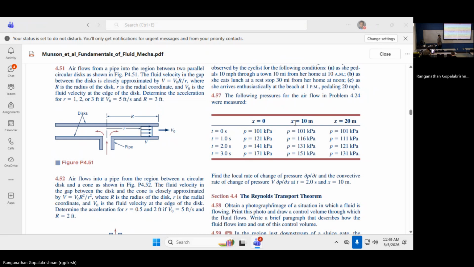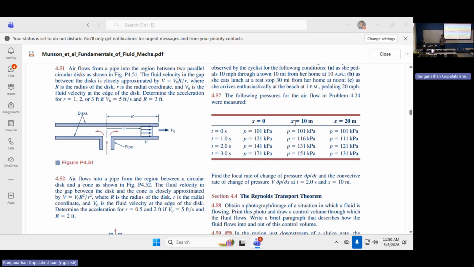Now you want to compute the pressure gradient at 10 meters. Look up, please. If you look to your right, from 131 it went down to 121. If you look to the left, from 131 it went up to 141. In other words, if you move from left to right, the pressure is steadily dropping at a rate of 10 kilopascal per 10 meters, or 1 kilopascal per meter.